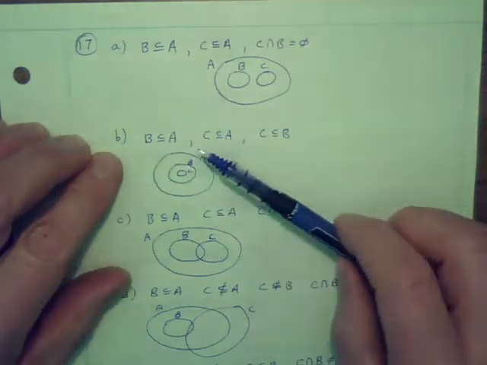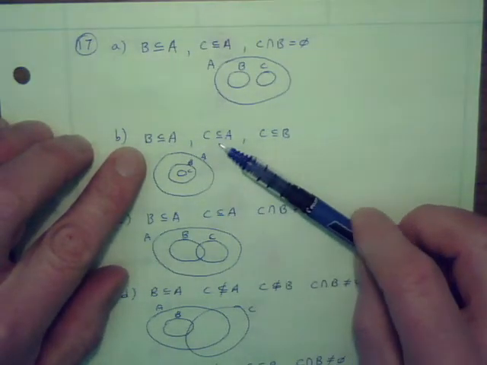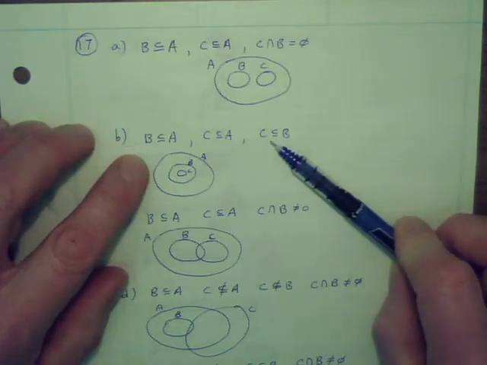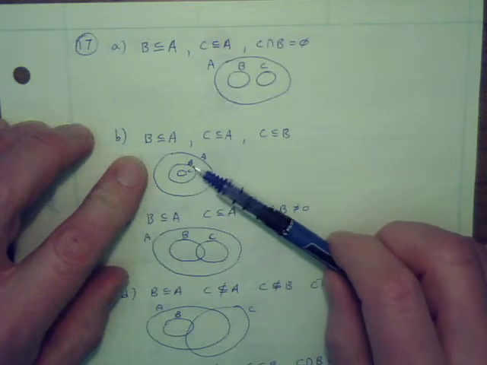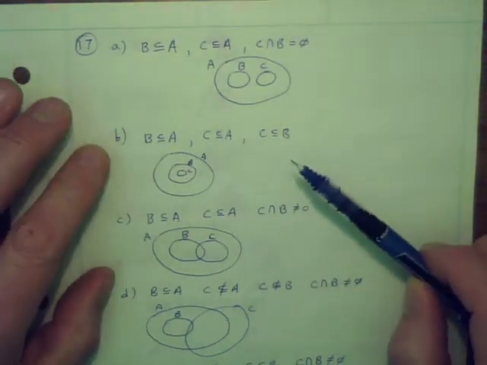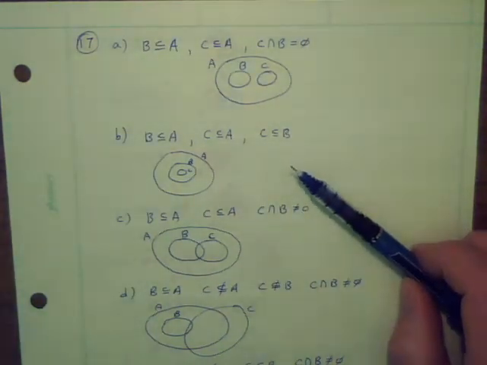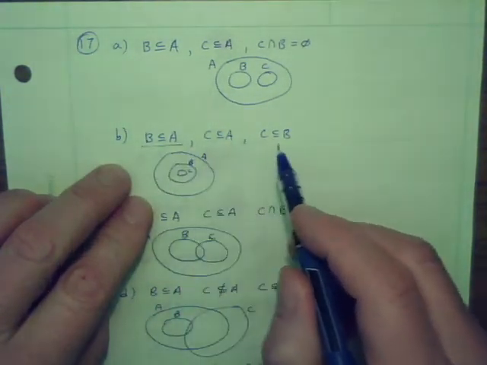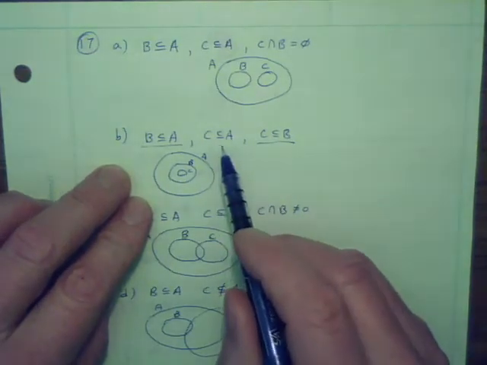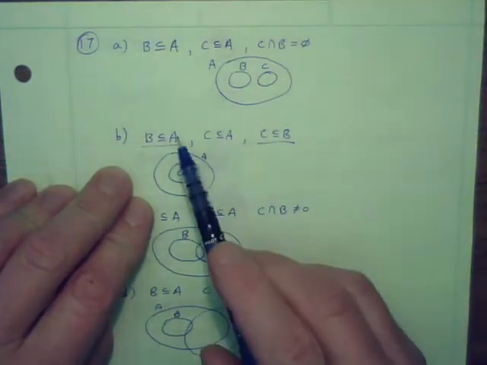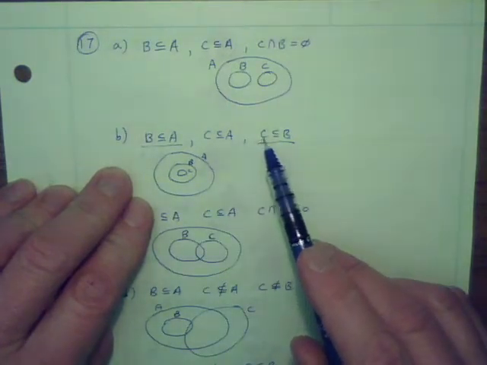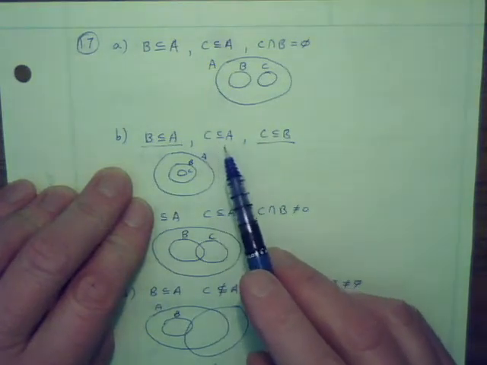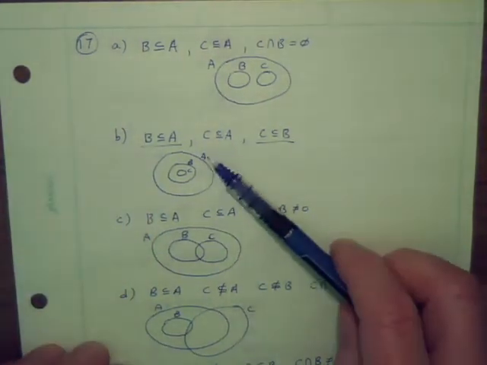For part B, we need B to be a subset of A, we need C to be a subset of A, and we need C to be a subset of B. And so I can just put C inside B, B inside A, and I've satisfied all these conditions. As a matter of fact, if I just satisfied conditions 1 and 3, condition 2 would follow from that. If B was inside A and C was inside B, then it would necessarily follow that C would be inside A. Okay, I didn't even need to give you that middle one. Okay, so A, B, and C.